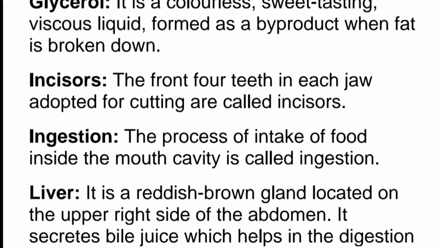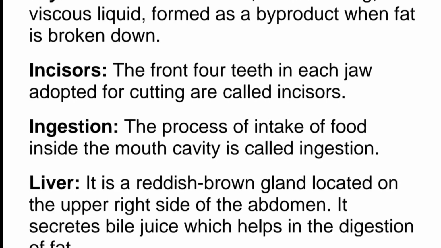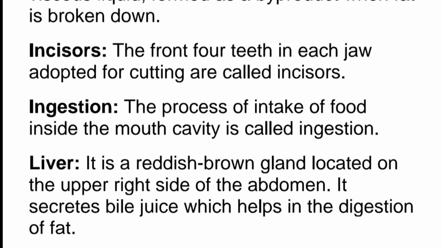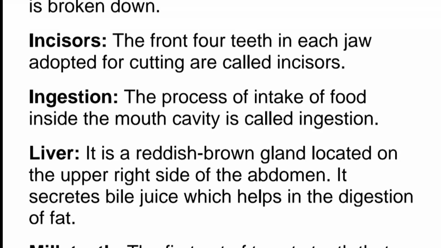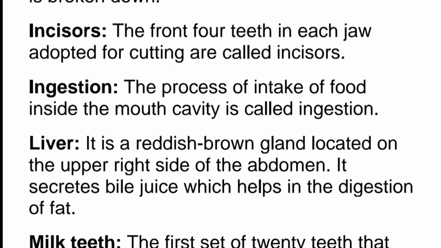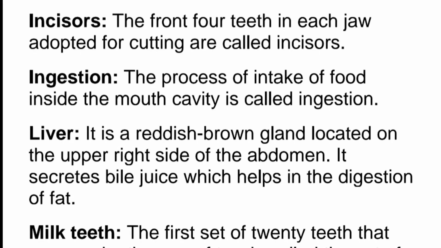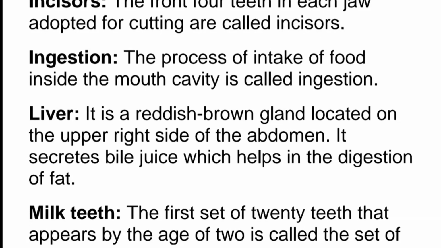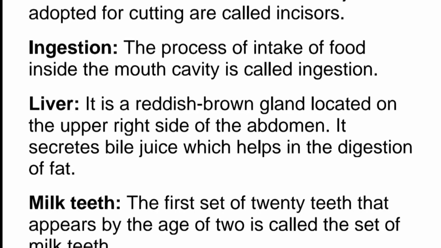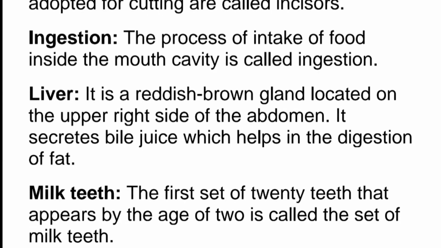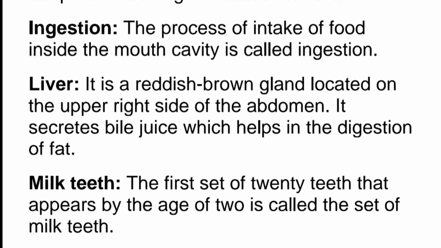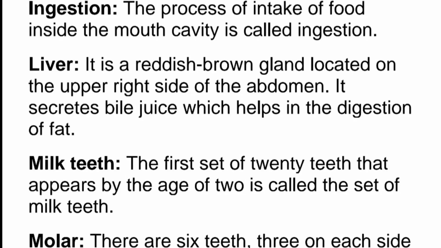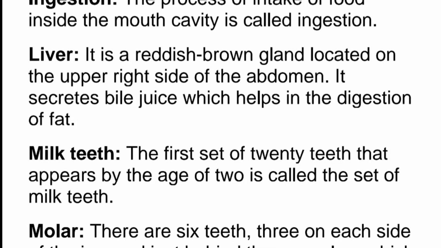Incisors. The front four teeth in each jaw adapted for cutting are called incisors. Ingestion. The process of intake of food inside the mouth cavity is called ingestion. Liver. It is a reddish-brown gland located on the upper right side of the abdomen. It secretes bile juice which helps in the digestion of fat.